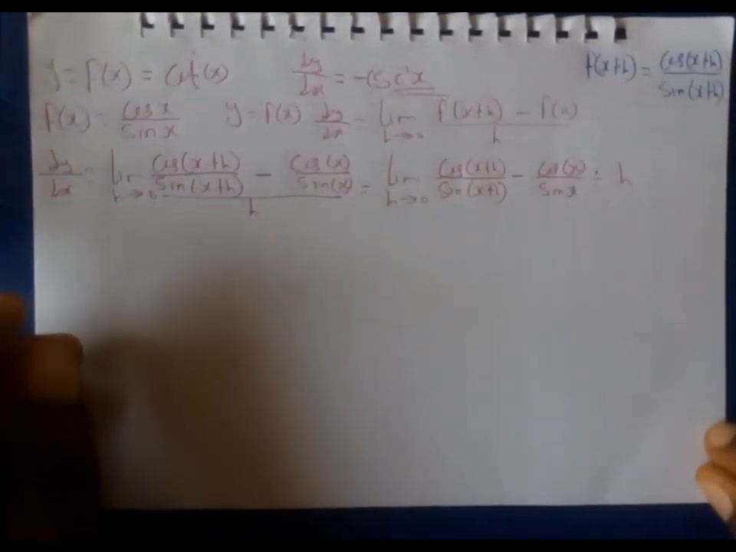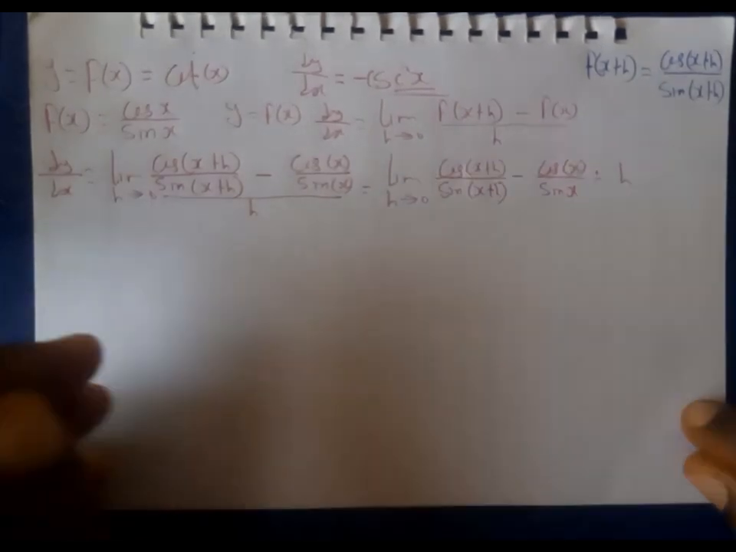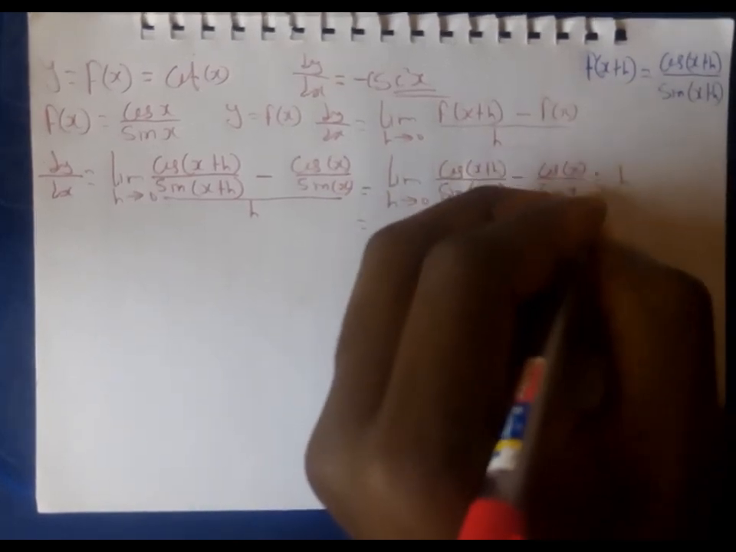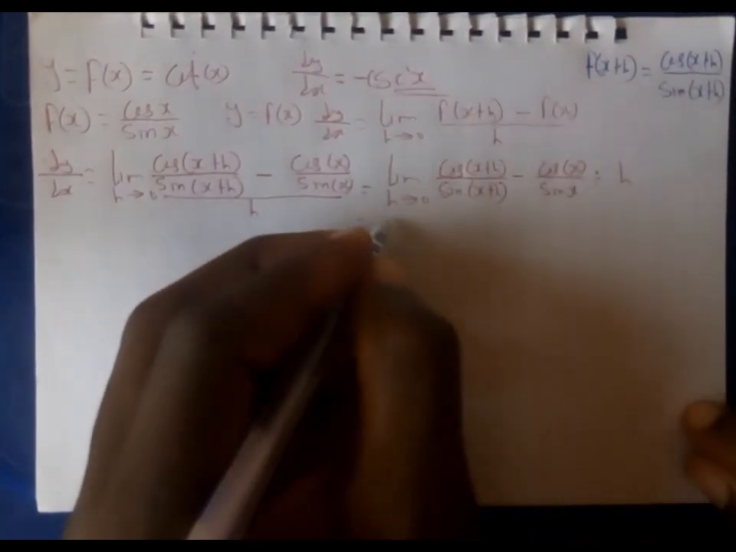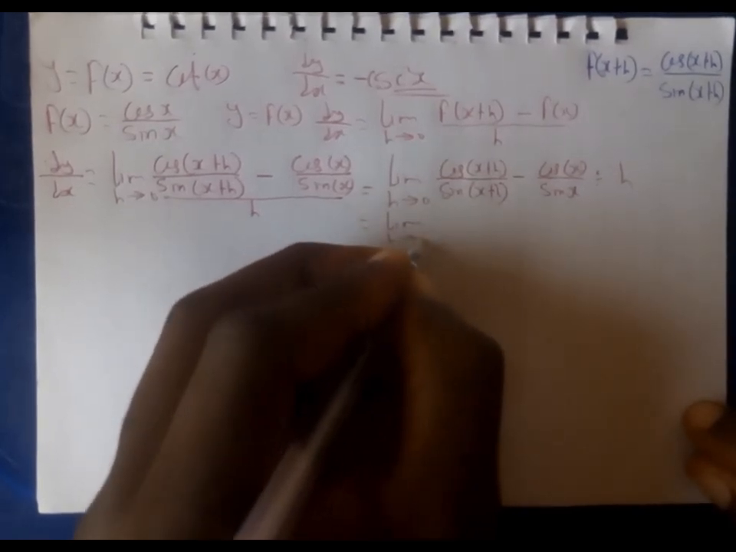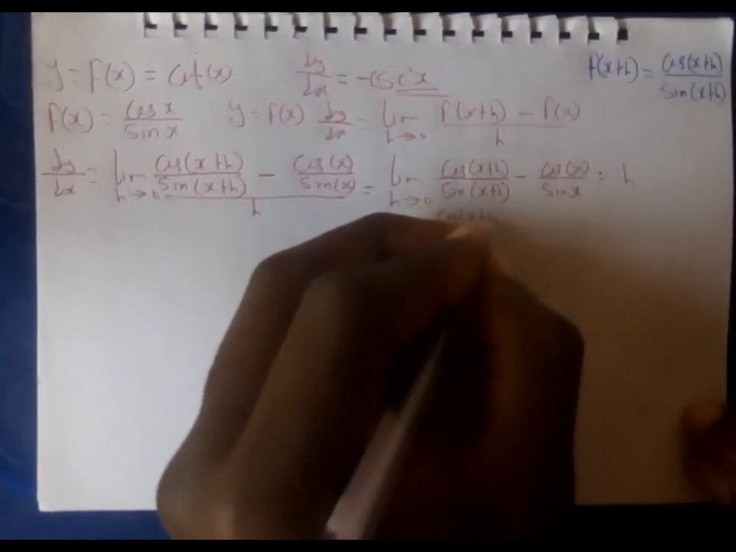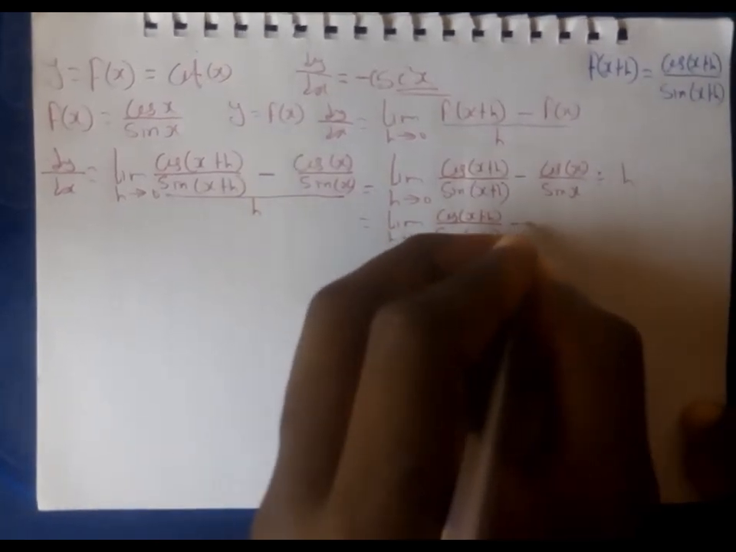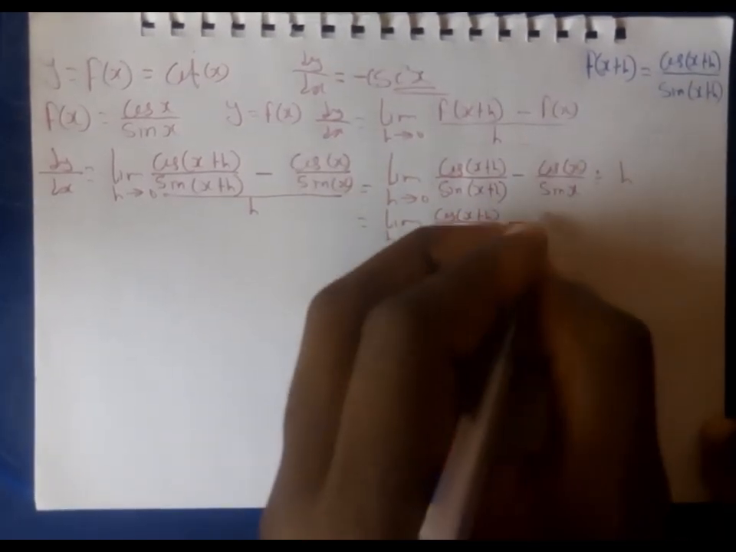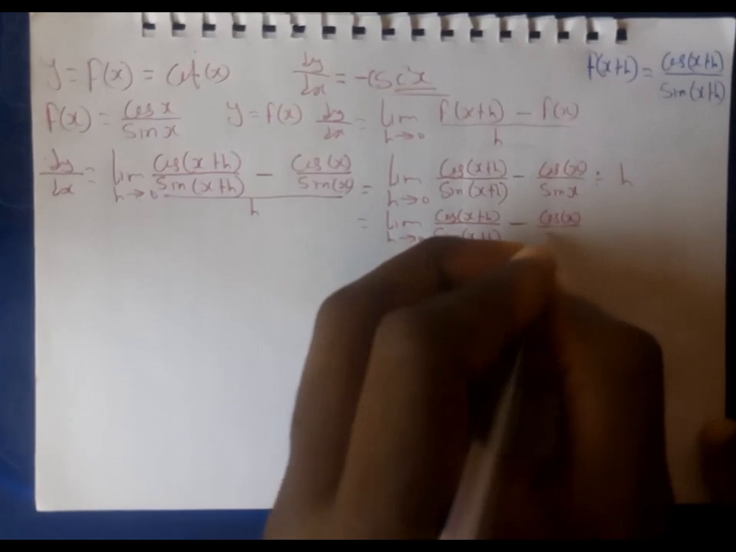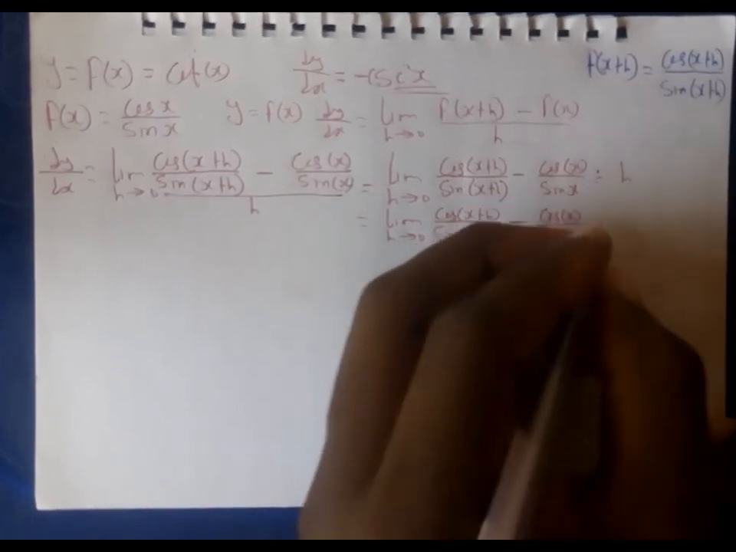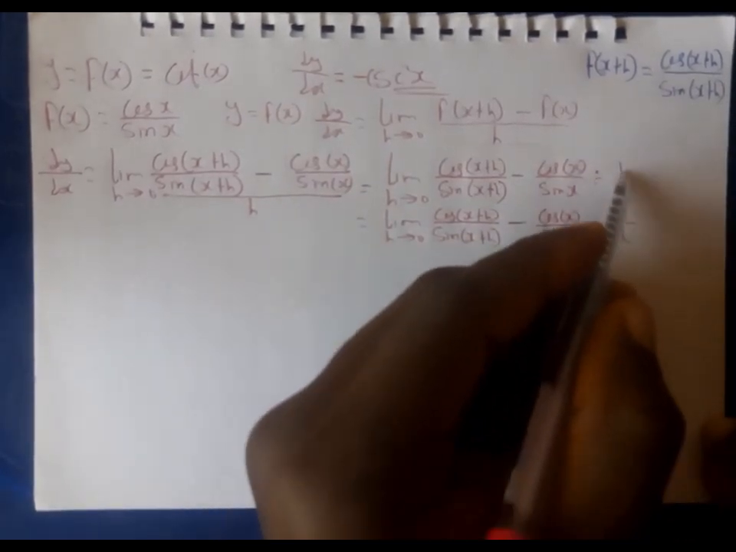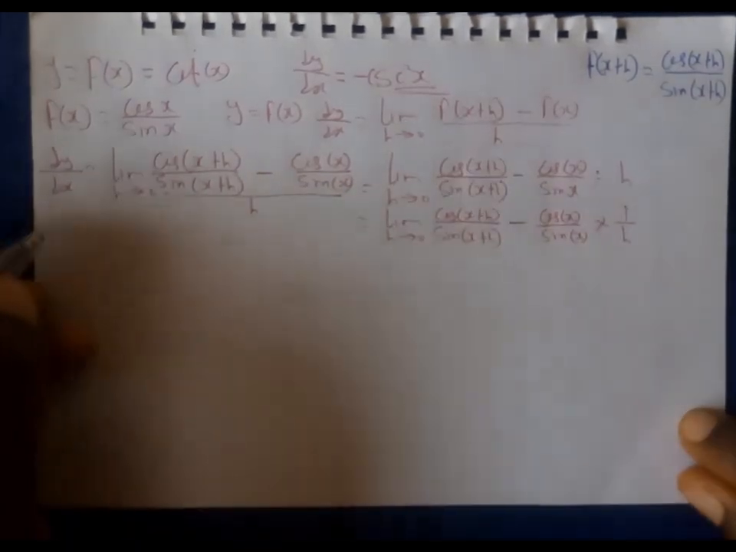So now we can use the method of keep, change, and flip. The method says that we should keep this first fraction, change this sign to product, and then flip this one. So we have the limit as h approaches 0 of cosine of x plus h divided by sine of x plus h, then minus cosine of x divided by sine of x, then the sign changes to product, then we have 1 over h. So we change this to times, we flip this one. Perfect.